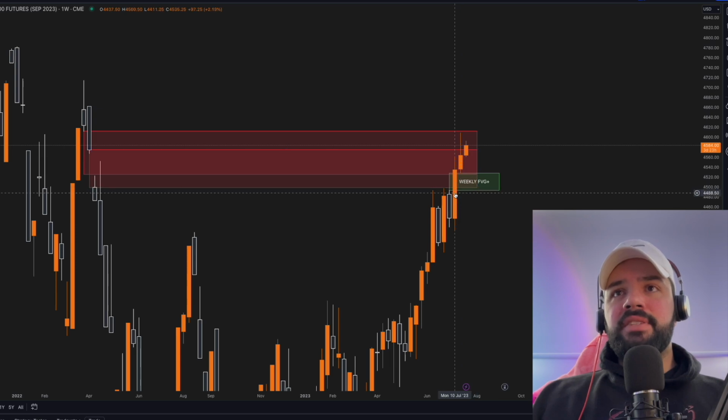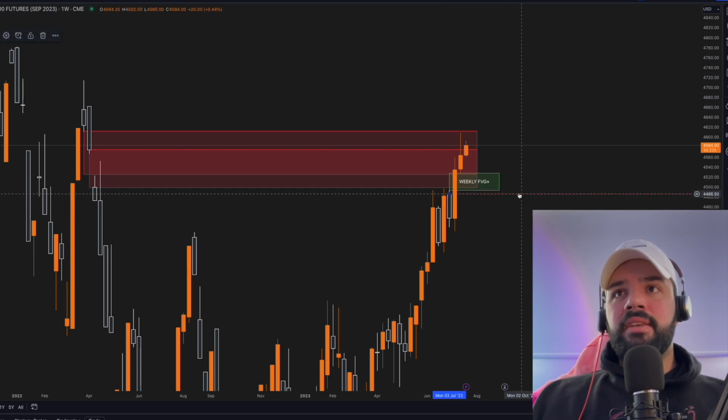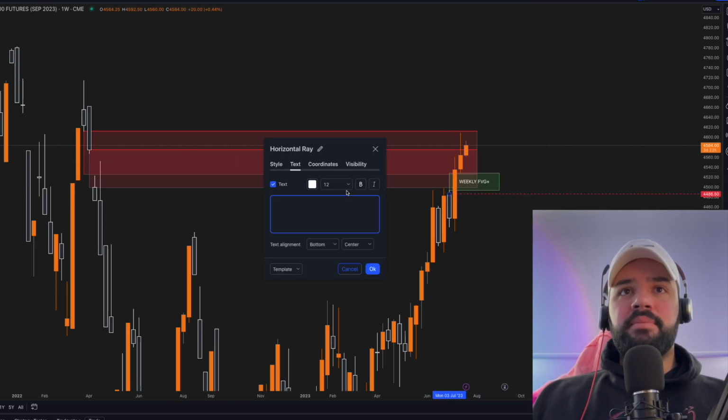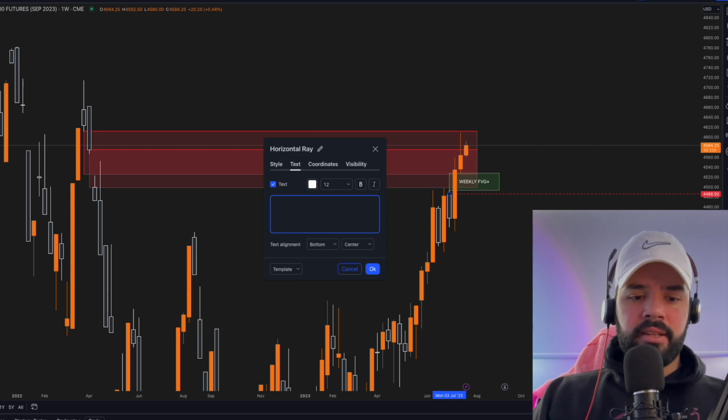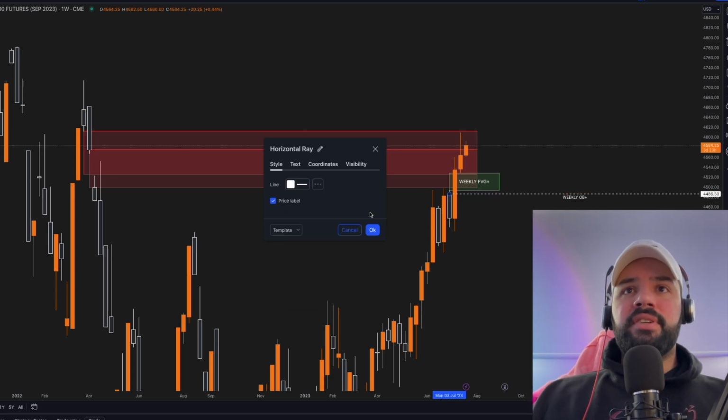And what else do we have as well? In here we have a weekly order block as well. I put a line delineating that. So an order block can also be counted as a PD array, inefficiency, whatever you want to call that. So weekly order block plus. All right, so those are my points of interest on the weekly chart.